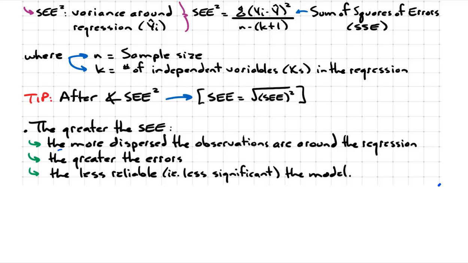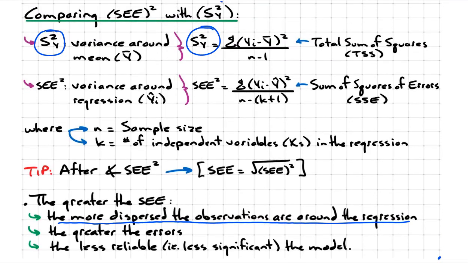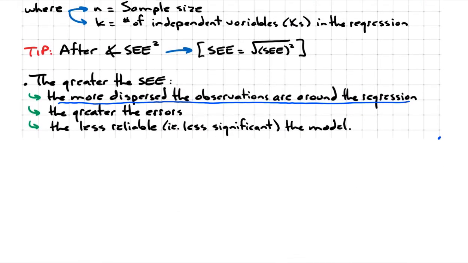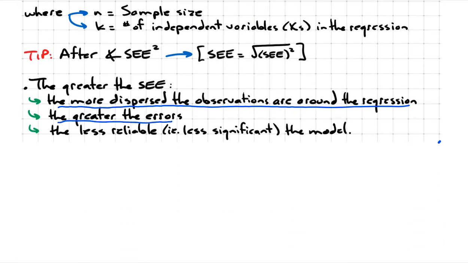That would indicate that we have more dispersed observations around the regression. So let me just show you with our visual framework here. If SEE is greater, what will happen is the following. Let's just pick this observation. Rather than the observation being here and the error only being this much, a greater SEE would imply that the error is even greater, which means our model is even more way off than before. It would mean greater error, and therefore the final conclusion is that this model is less reliable, i.e. it's less significant.